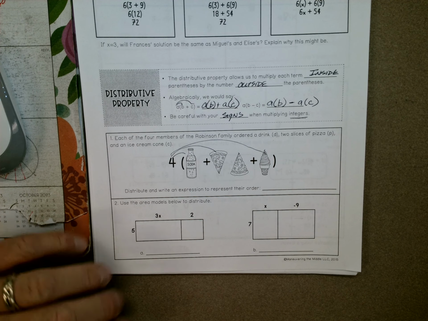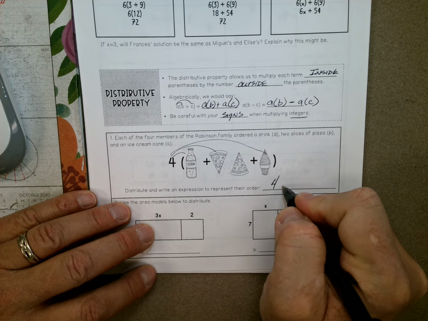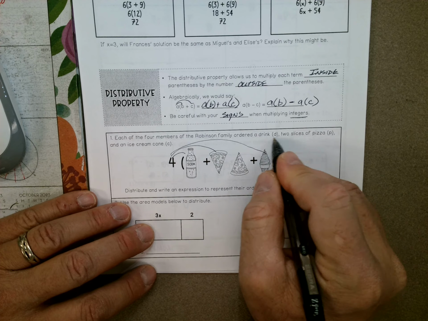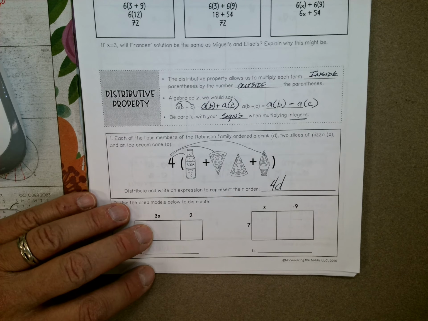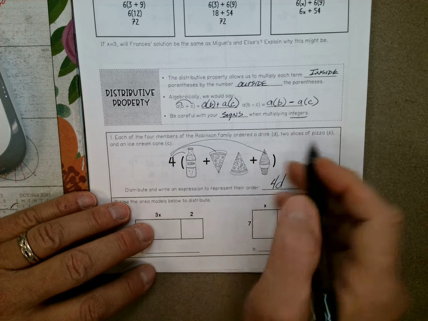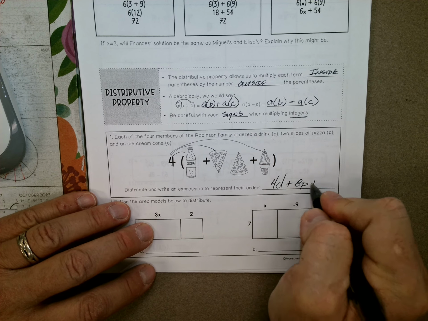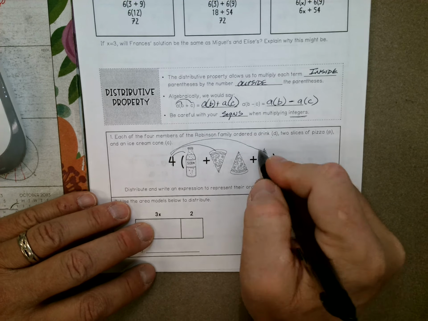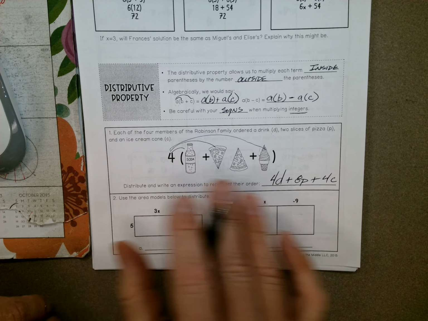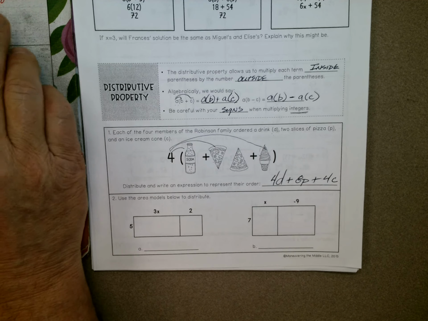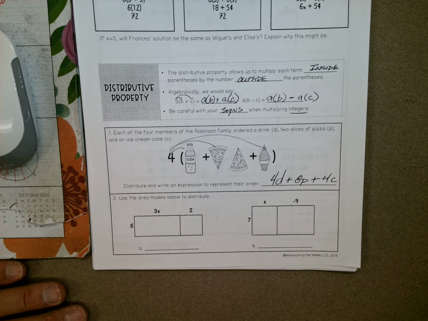So how many sodas do we have? We have four, and we're going to call those D for drinks, right? And then how many pizzas do we have? Well, 4 times 2 is 8P. And then how many cones? Remember, the coefficient is 1, so 4C. Okay, a little bit confusing, but it will clear up here in just a minute. Okay. All right, use the area model below to distribute.